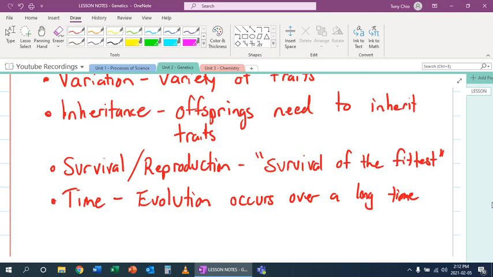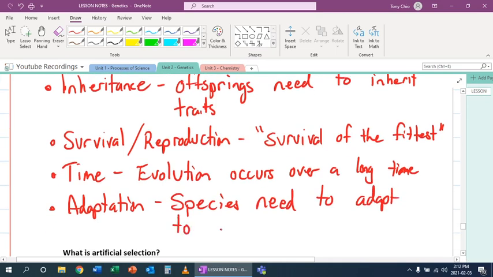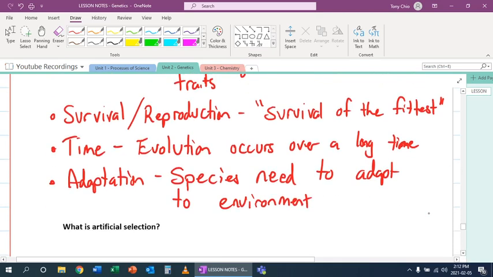The last one is adaptation, which means that the species needs to be able to adapt to its environment. These are the 5 things that natural selection needs in order to occur.